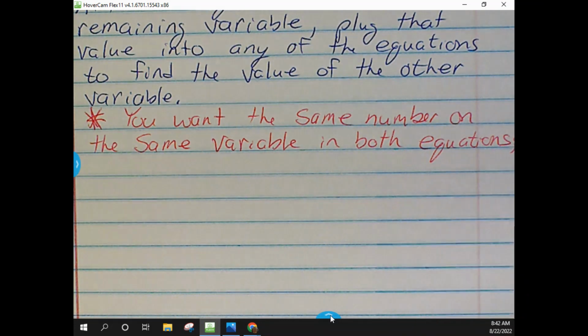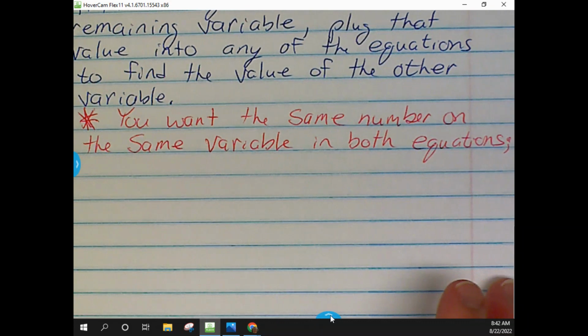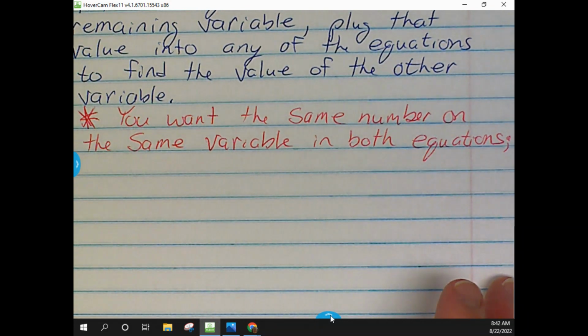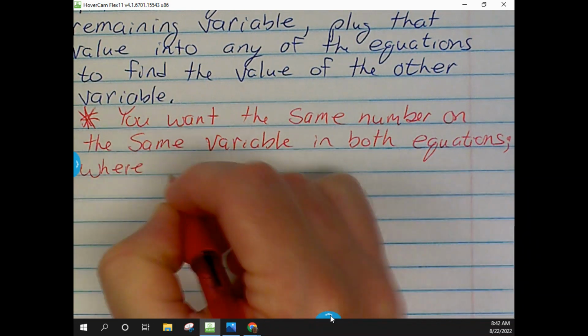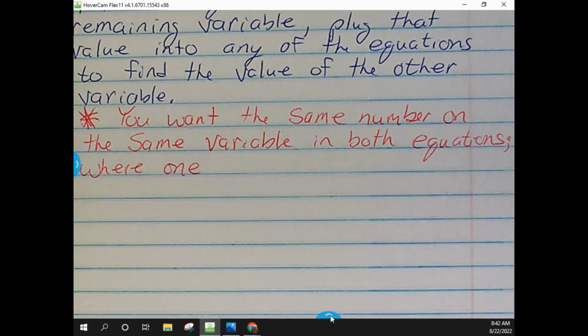We'll pause. Where one number is negative and one number is positive.